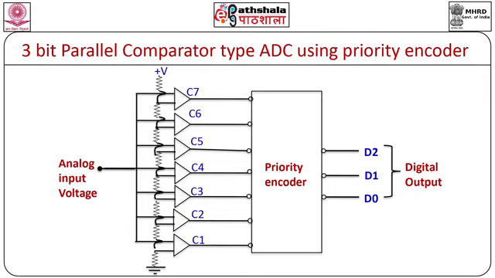We are using here a circuit diagram for a 3-bit converter, and hence for a 3-bit analog to digital converter, we require 7 comparators. One input to these comparators is again the analog input voltage, whereas the other input is the fixed reference voltage obtained using a potential divider arrangement.